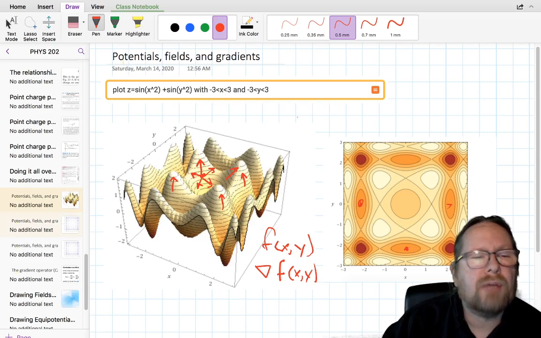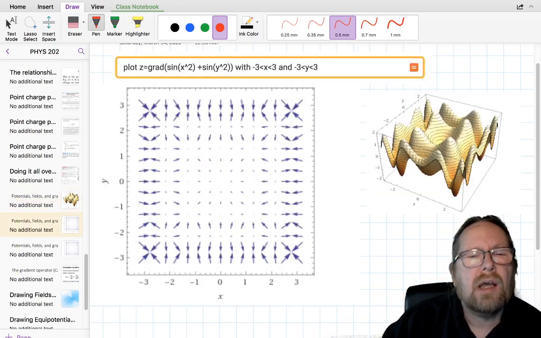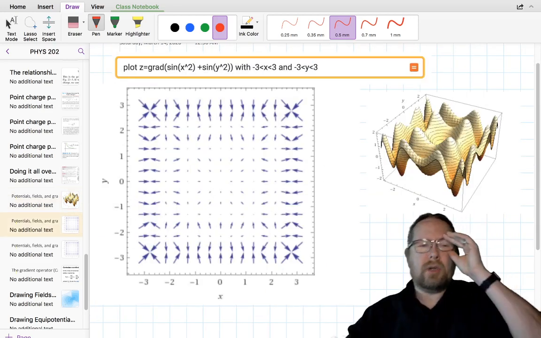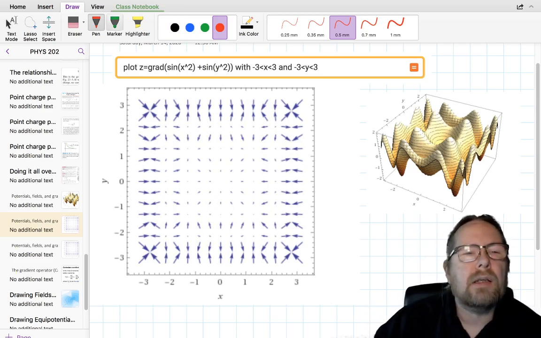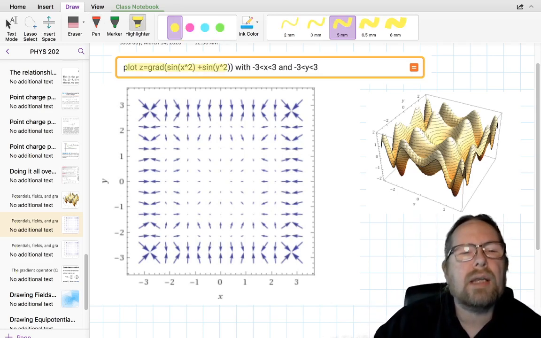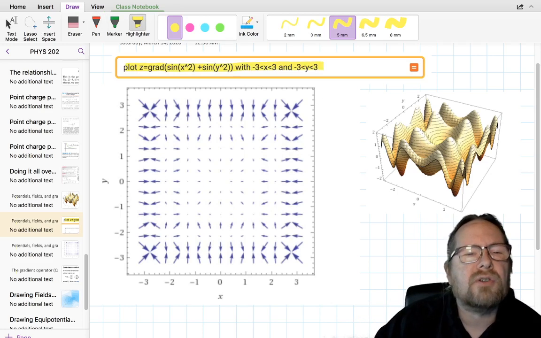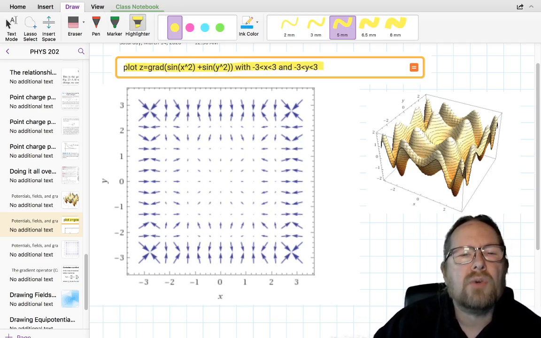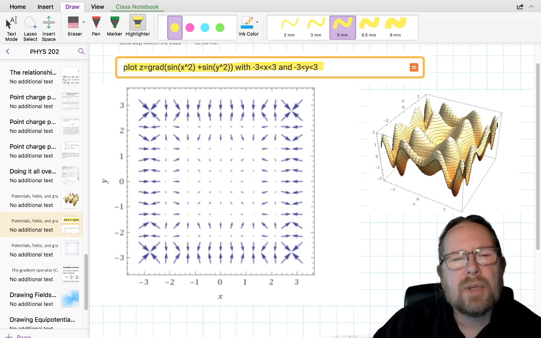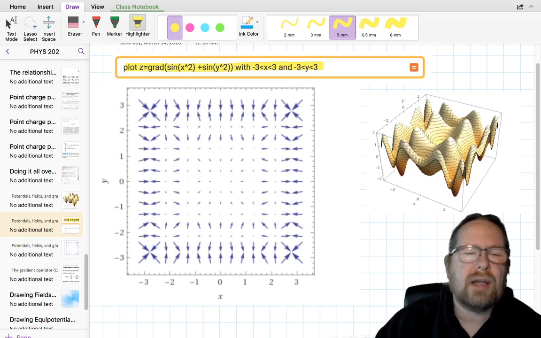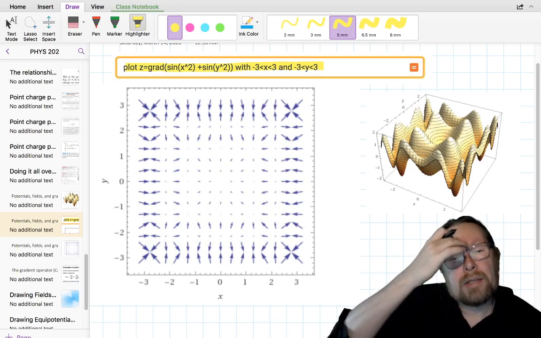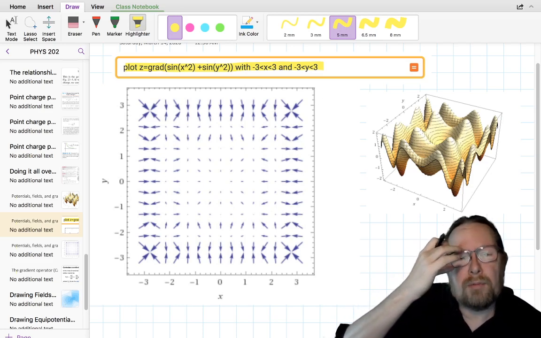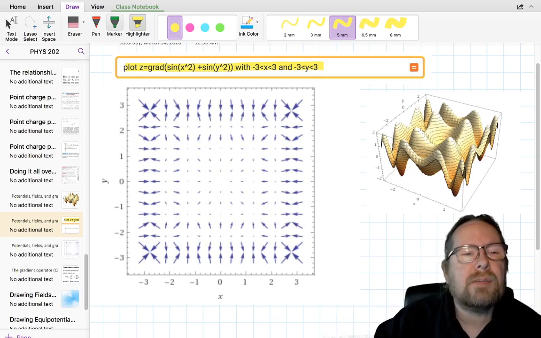We've got Wolfram Alpha at our disposal, so we can ask it to graph. Here I have asked it to plot the gradient of the same function, sine of x squared plus sine of y squared, between those same limits, x and y equals 3. What we get is a vector-valued function, an arrow at every point in space that tells you the slope of that function in the steepest direction.